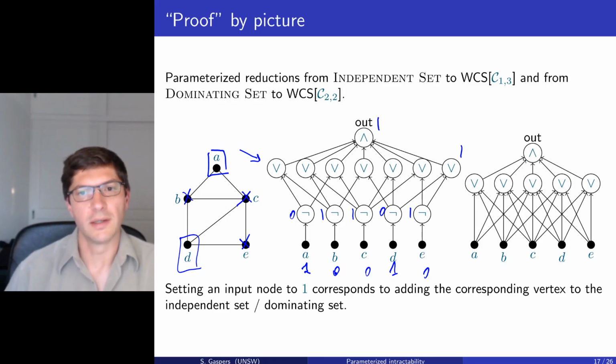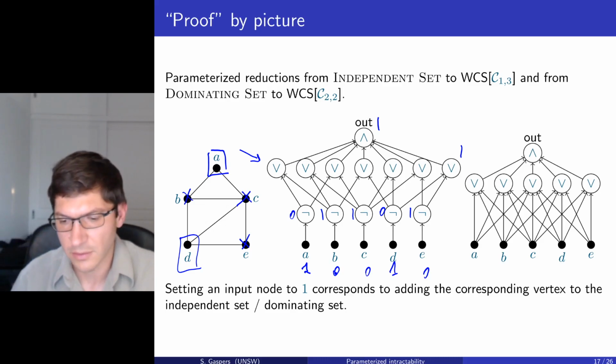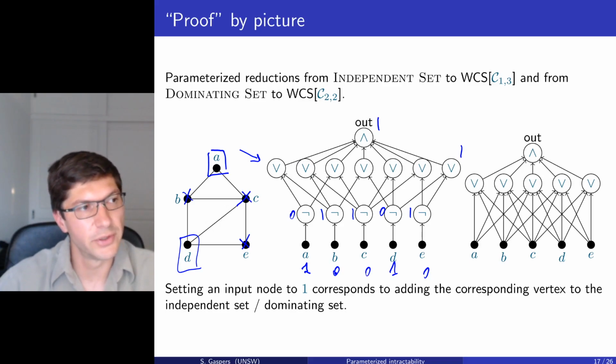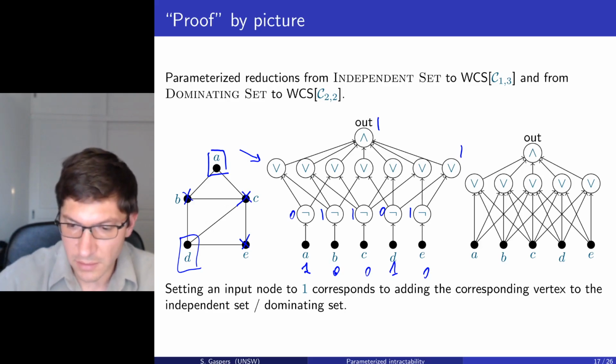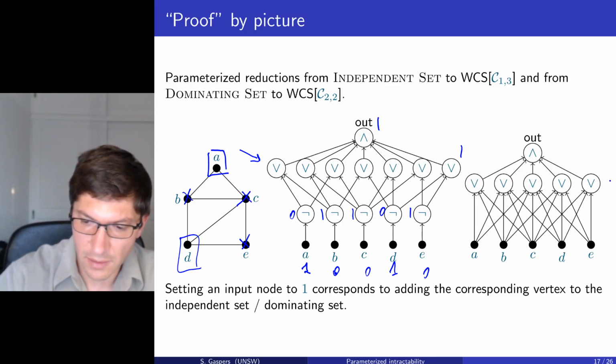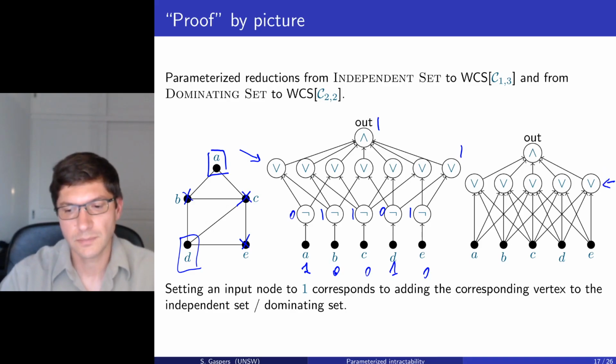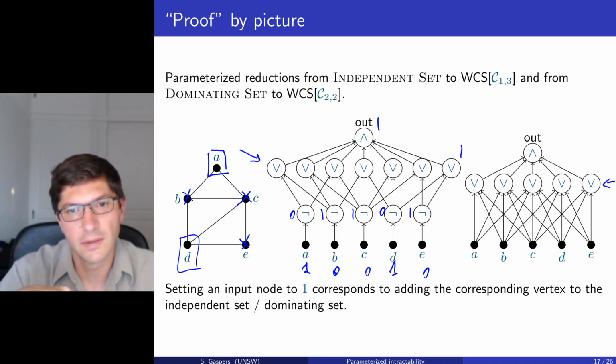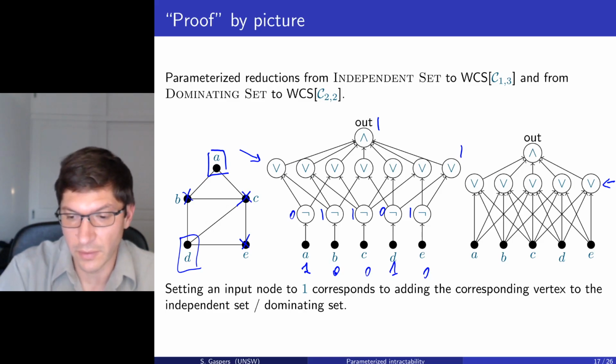What about dominating set? So for dominating set, what do we need to ensure? We need to ensure that each vertex is dominated by a vertex that we selected. So here now we will have a constraint on the level before the output. We'll have a constraint for each vertex of the graph that says that either this vertex is 1 or one of its neighbors is 1. And this can be just done by an OR.